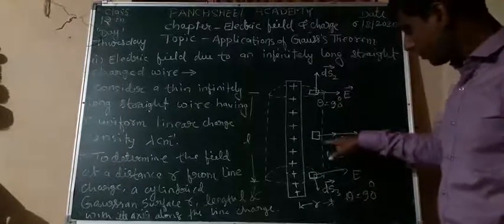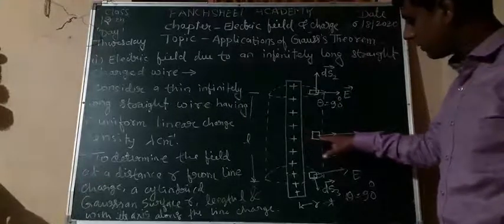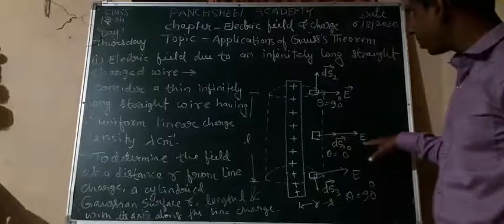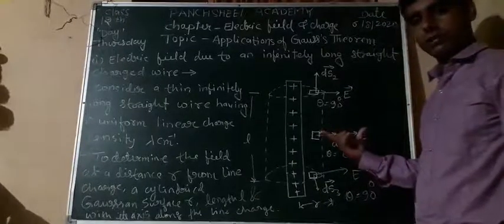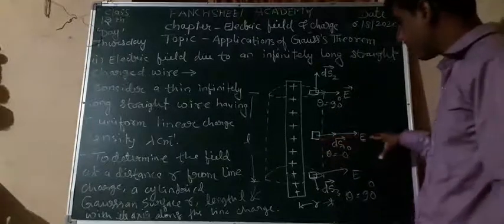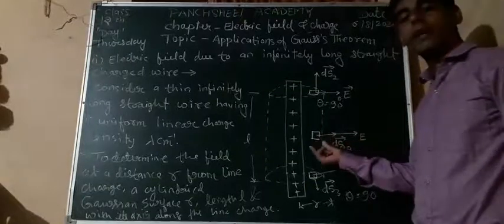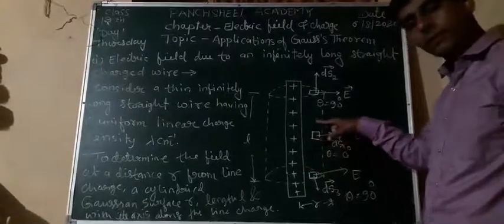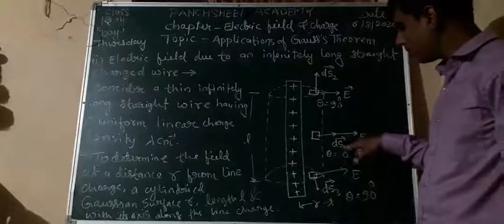This surface, what is the direction of the electric field at that point? The electric field at that point is radially outward and repulsive. The electric field and the electrostatic force are repulsive in nature. So electric field is in this direction. And what is the direction of area vector? The area vector is normal to that surface. So the normal is like this. So this is the ds1 vector.